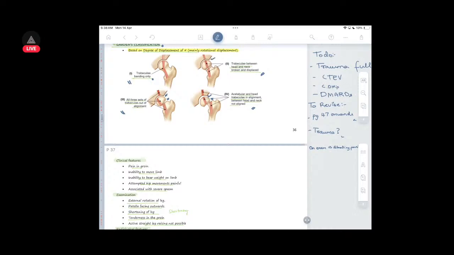This is also proper. This is also proper. But it is broken plus displaced.